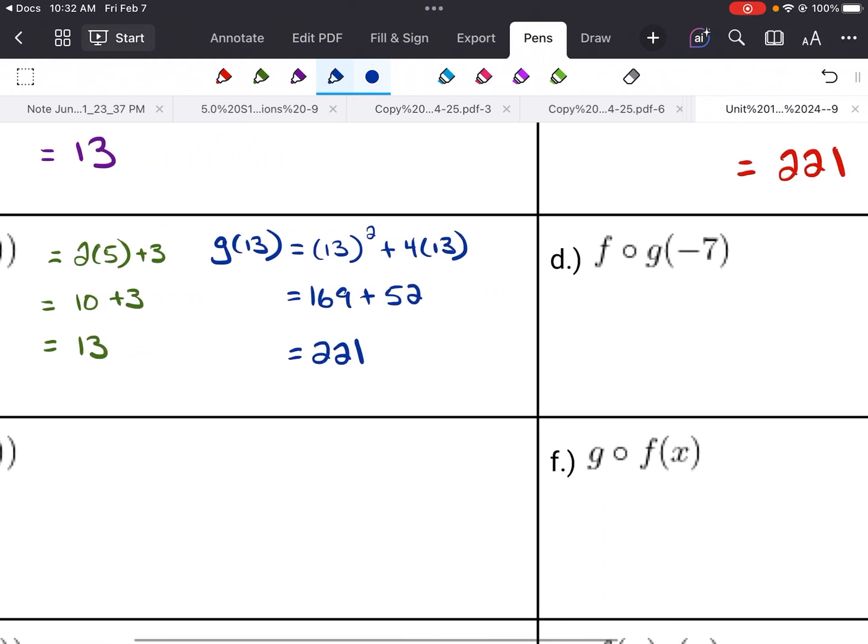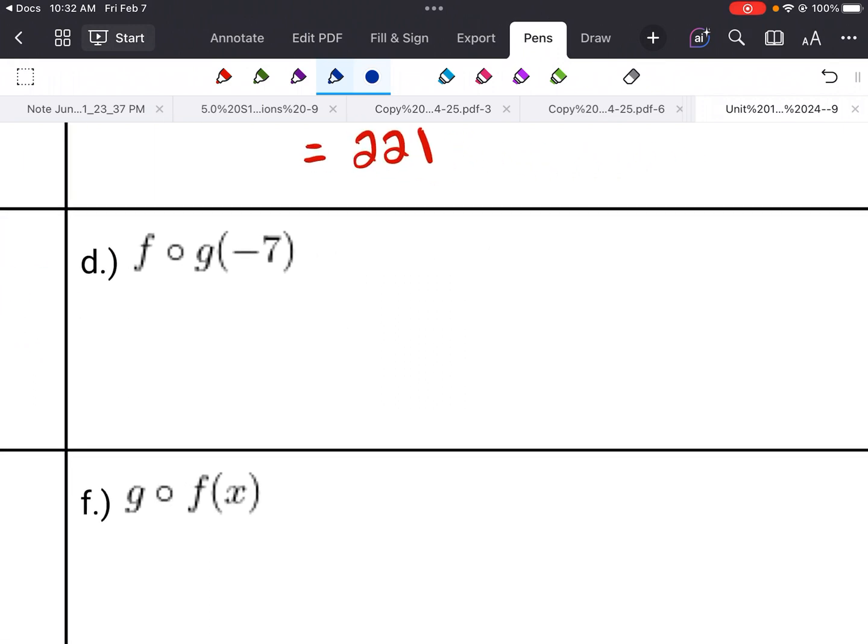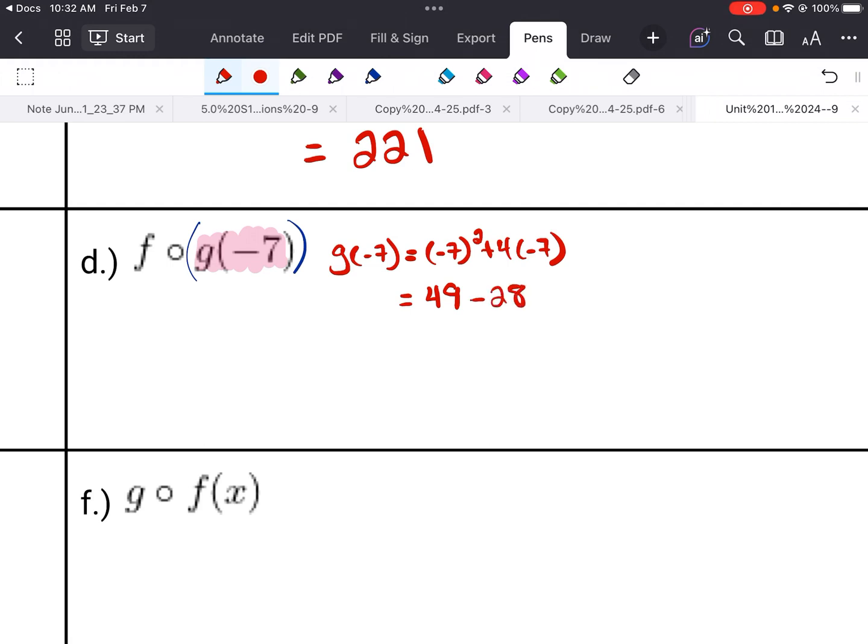So let's try one that we haven't already done. This is the other way to write it. This is f of g of negative 7. So again, we're going to work with the negative 7 first. So g of negative 7 will be negative 7 squared plus 4 times negative 7. So we have 49. 4 times negative 7 is negative 28. We subtract them, we get 21.